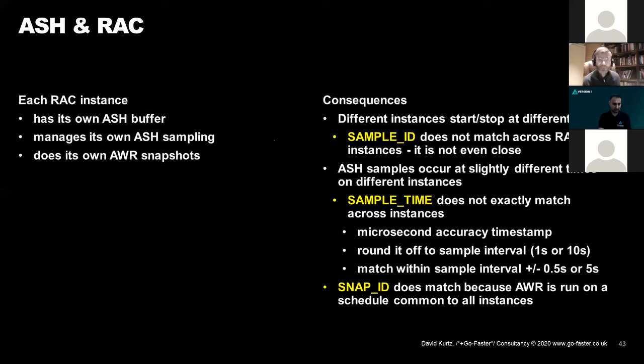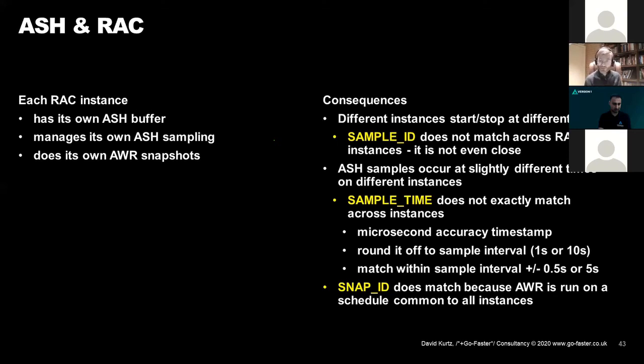Not only that, but the ASH samples occur at slightly different times. Sample time isn't going to match. It's a timestamp, so it's by default accurate to a microsecond. The instances are not going to collect their samples at the same time down to the microsecond. So I tend to round them off plus or minus 1 or 10 seconds, or match to within half a second, 5 seconds.